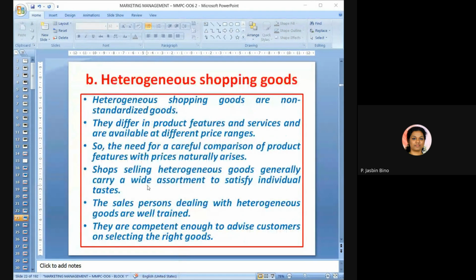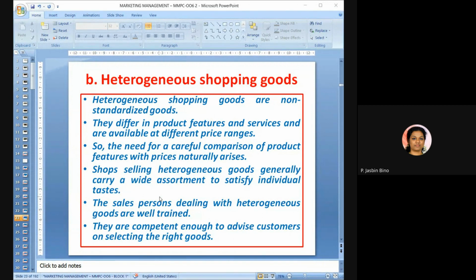Next, heterogeneous goods are normally non-standardized goods. They differ in product features and services, and they will be available in different price ranges. So only by careful comparison of the features of the product and the prices, we are able to buy these heterogeneous shopping goods.